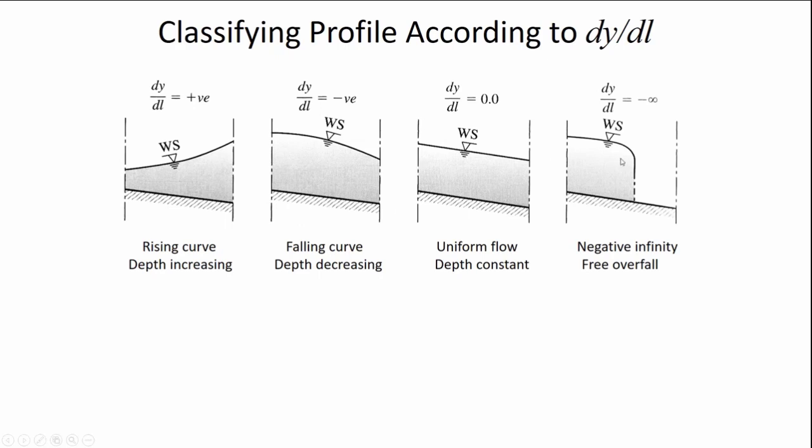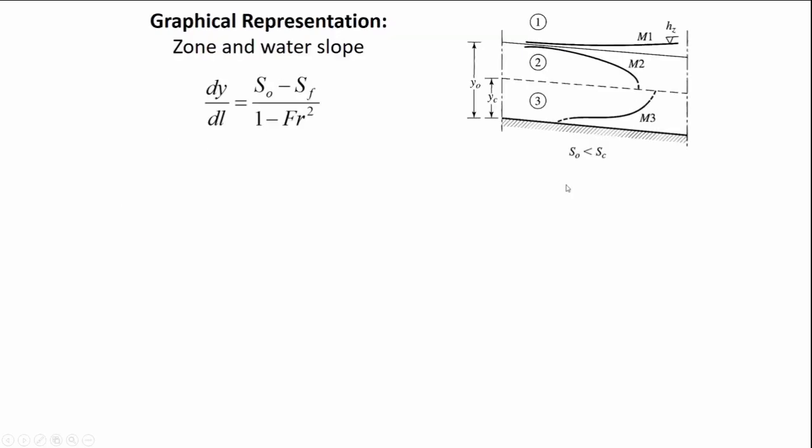And then if you had a free overfall, you know, the water is just flowing over the side of a hill, but then you temporarily would have a dy dl of negative infinity. Okay, so here are some pictures of the shapes as the water is in a different zone. So here, if the slope is mild, meaning less than the critical slope, if the water is in zone 3, the water depth has to be increasing.